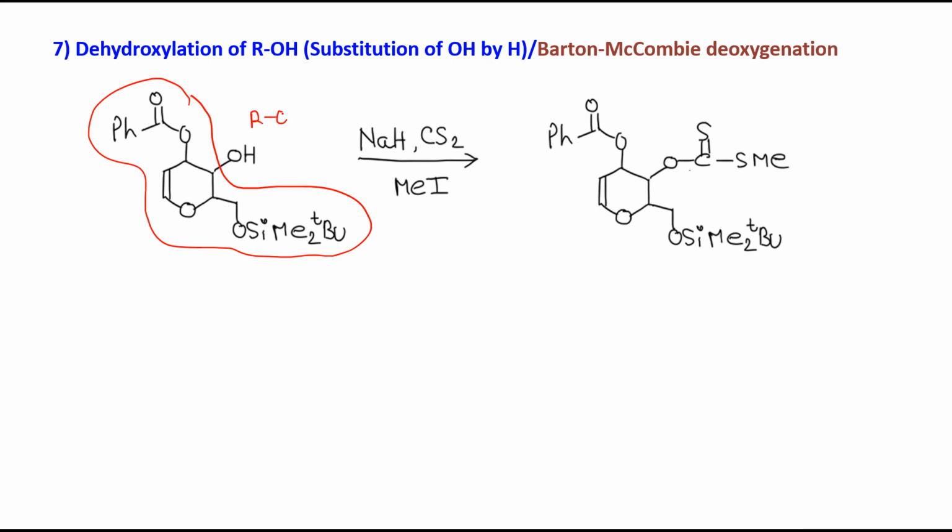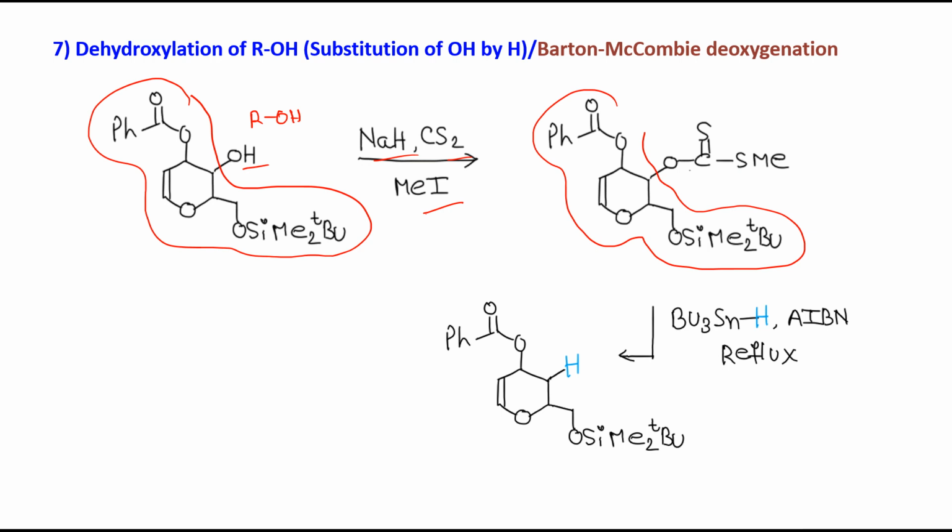So it will be now ROH. First we will make this thiocarbonyl derivative. Just one method here we are seeing, in presence of NaH, CH3I, carbon disulfide, methyl iodide, this OH is converted to OCS-SMe, and now we will see the actual free radical reaction, which is in presence of AIBN, Bu3SnH, reflux. Non-polar solvent will be there like benzene, toluene, etc.